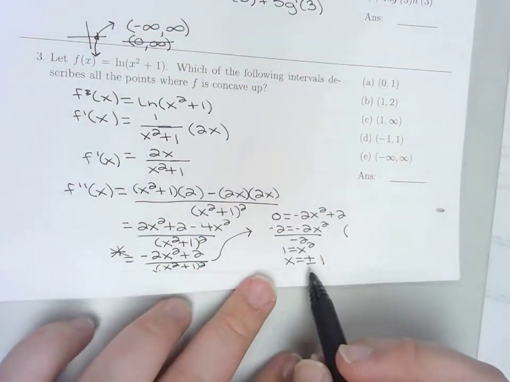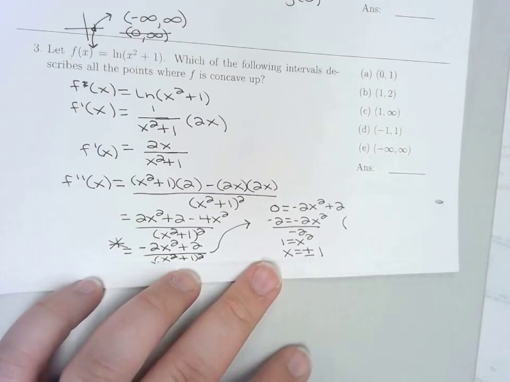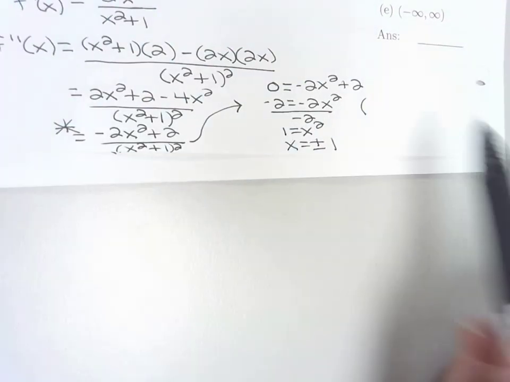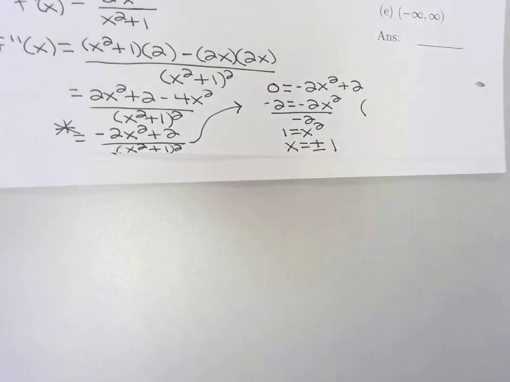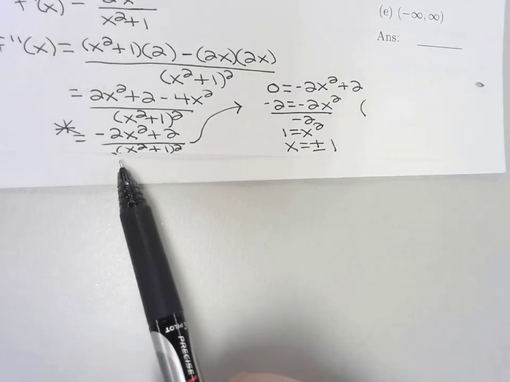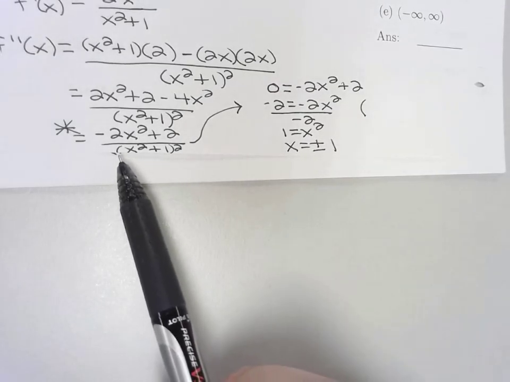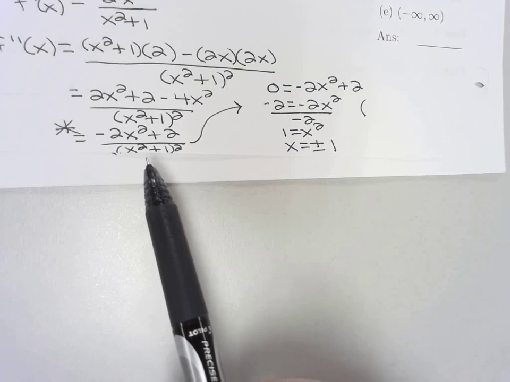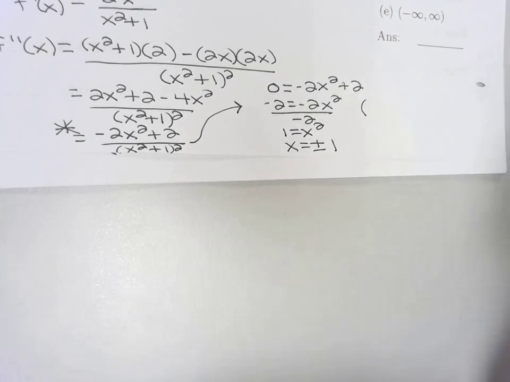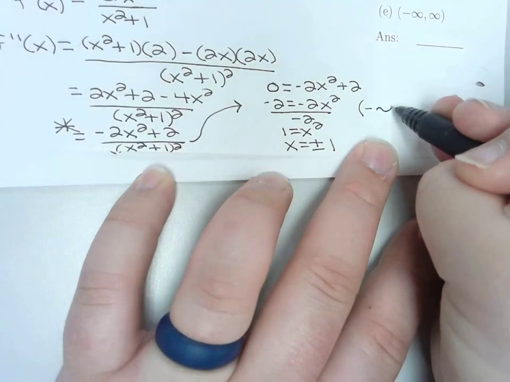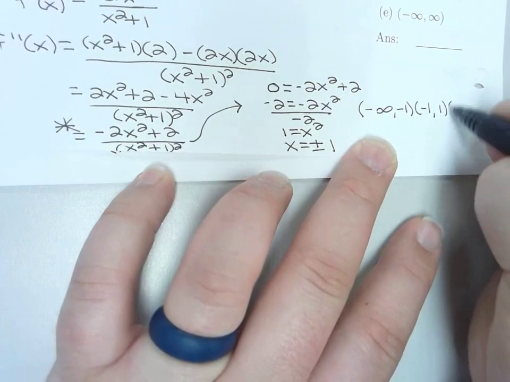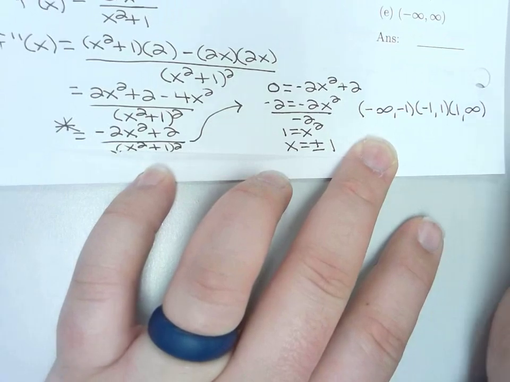So those are my two critical inflection points. We also have to look at where the second derivative is undefined. Make sure you check, especially if you have a fraction like this. Is there any x value that I can plug in that will give me 0 in the denominator? Nothing squared will give you -1. So there's no inflection points from the first or second derivative being undefined. So split up your integral: negative infinity to -1, -1 to 1, and 1 to infinity.